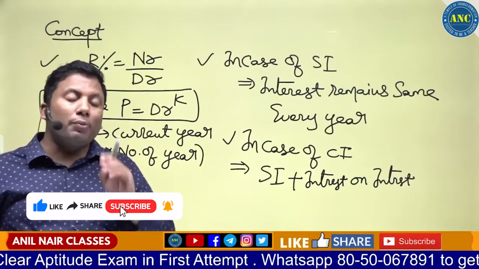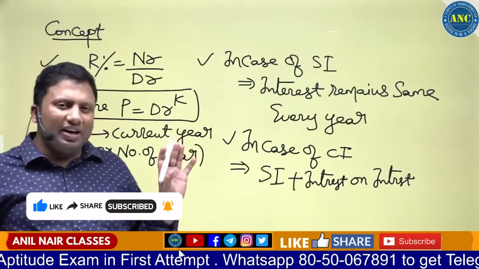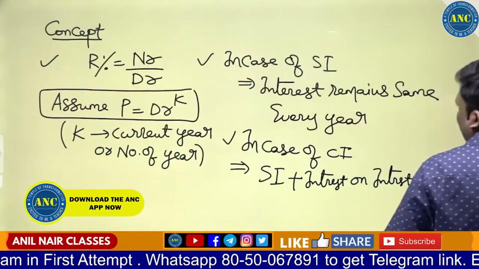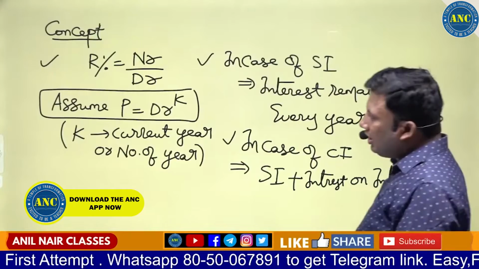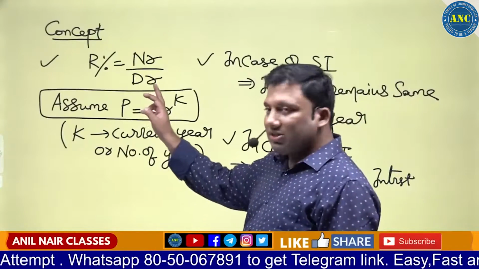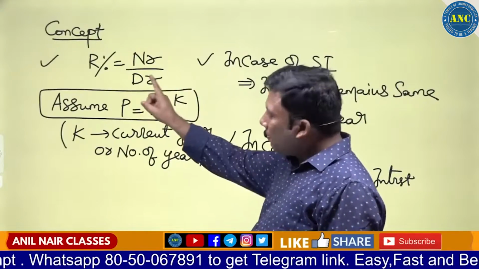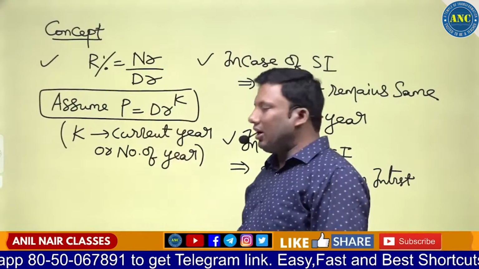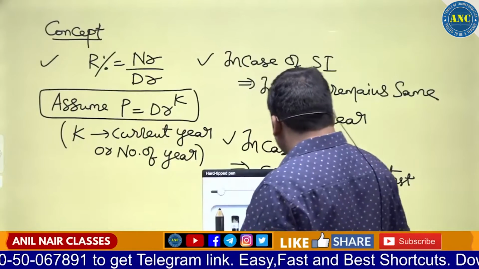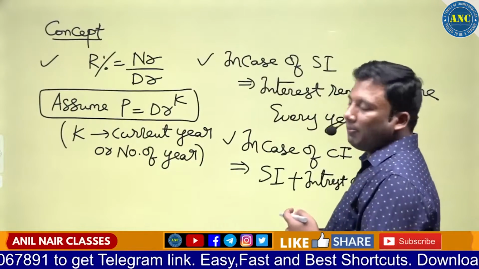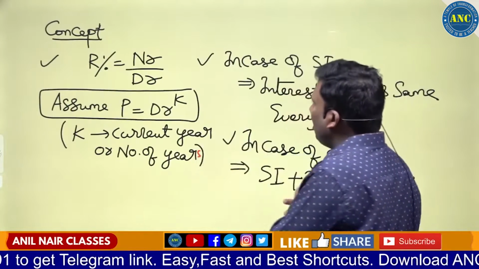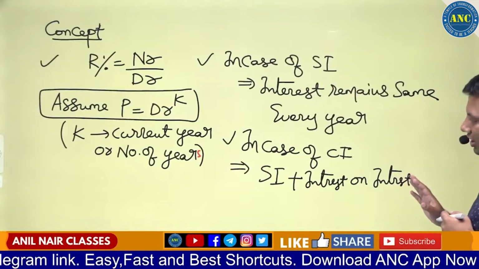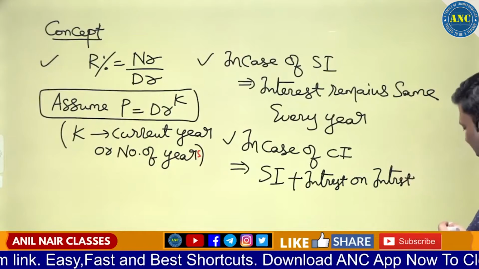Very interesting. We will solve 4 problems, and you will get an idea. These are some of the very high frequency questions that come in your examination. These 3 concepts are important. R percentage is the numerator; if it can be converted into a fraction, assume the principal as the denominator power k. K represents the current year or the number of years. In case of SI, interest remains the same every year. CI is SI plus interest on interest.